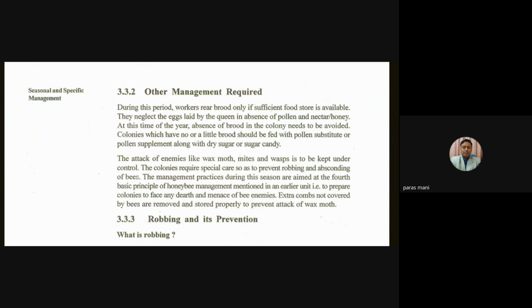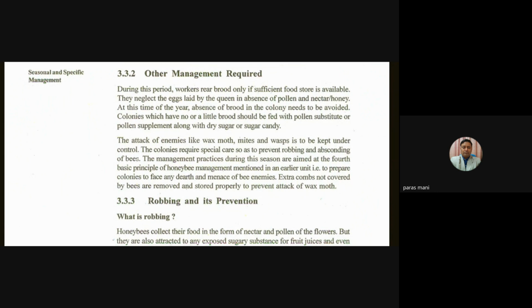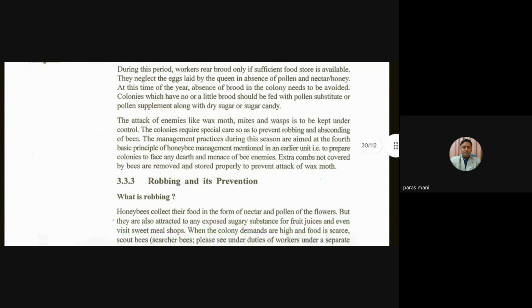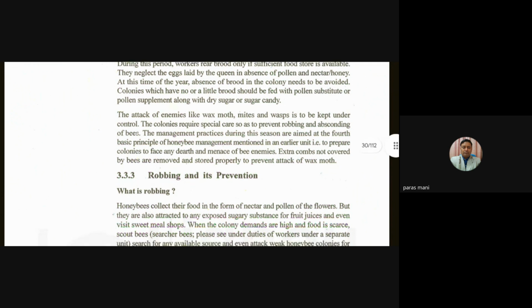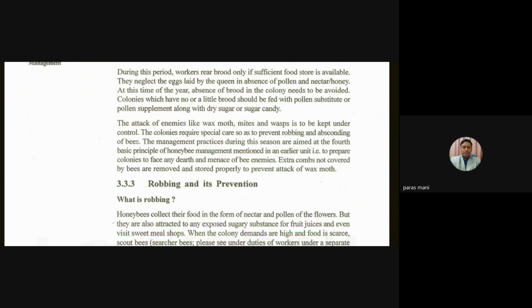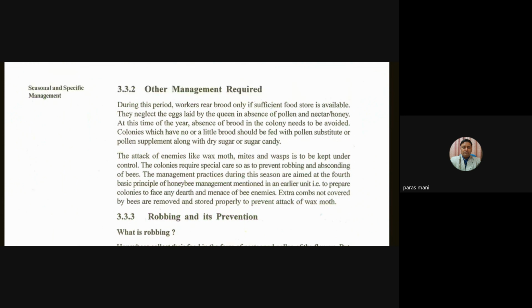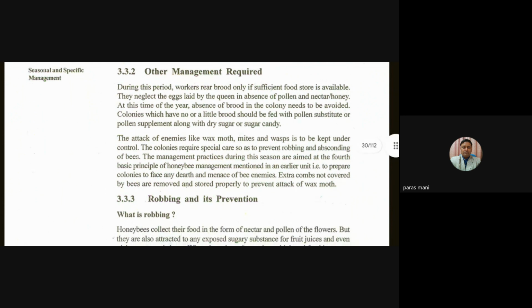At this time of the year, absence of brood in the colony needs to be avoided. Colony which have no or little brood should be fed with pollen substitute or pollen supplement along with the dry sugar or sugar candy. Yeah, pollen and nectar substitute is sugar solution or even dry sugar. In rainy season, it is effective as the dry sugar absorbs moisture from the atmosphere and that is diluted.